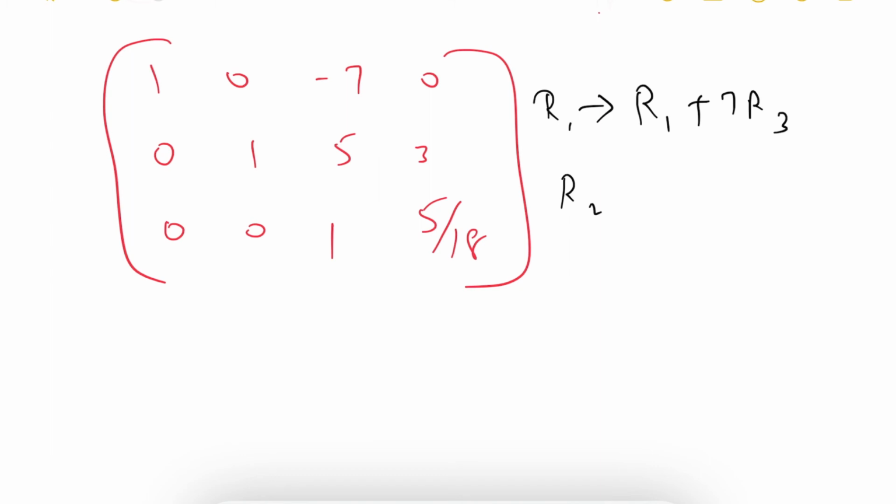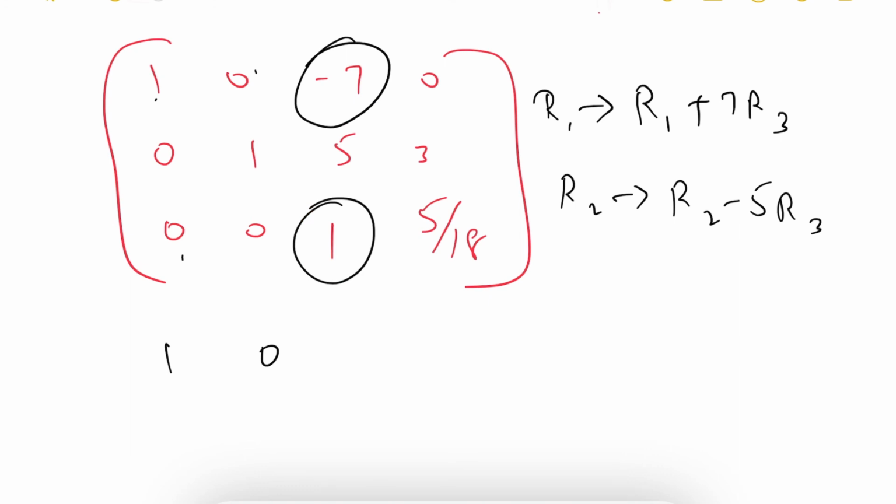So that's why I'm trying to change the second row also. R2 I will change to R2 minus 5R3, so that you will get 0 here. Now here 1 is there, here 0 is there, so no problem, 0 is 0. So R1 will be 1 0 as it is. Here minus 7, this will become 7, 1s are 7. So minus 7 plus 7 is 0.